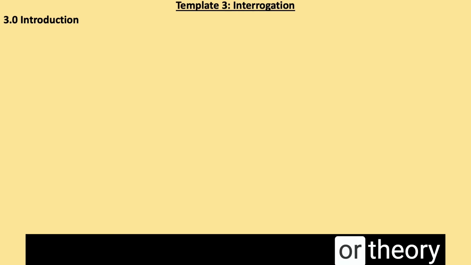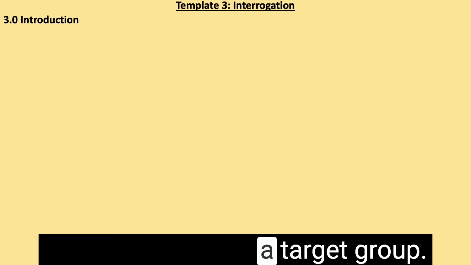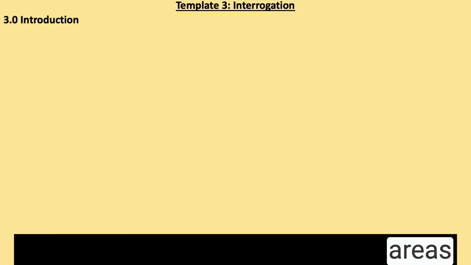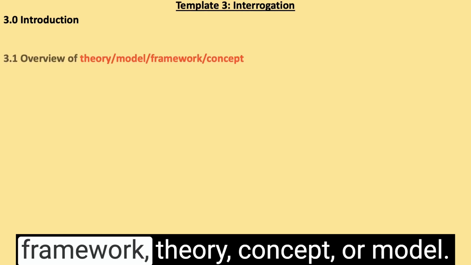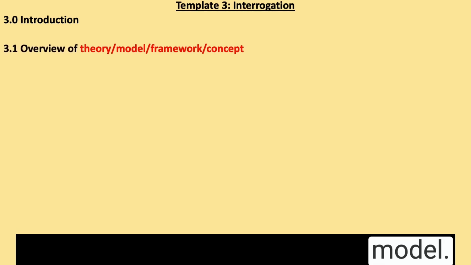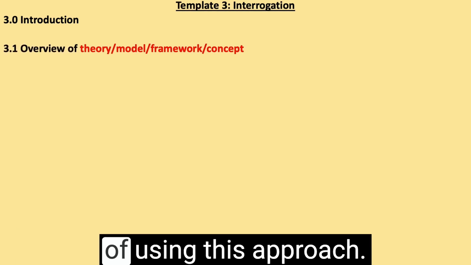3.0, introduction. Start with a small introduction stating the purpose of the chapter is to review the literature on your chosen framework, model, or theory in order to analyze a practice, a sector, behavior, or a target group. Then provide an overview of the areas that you will cover in this chapter. 3.1, provide an overview of the framework, theory, concept, or model. Then in 3.2, state the benefits of using this approach.